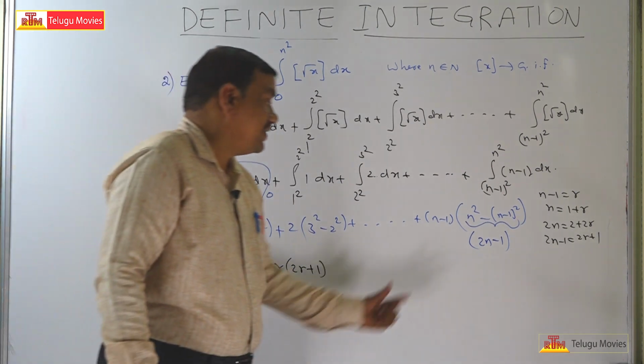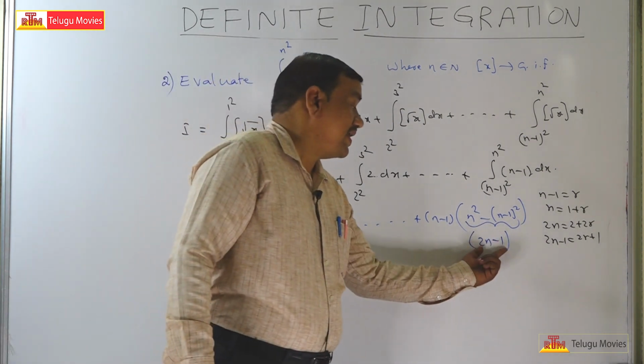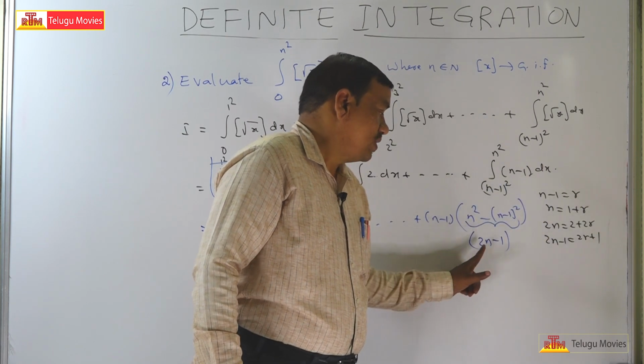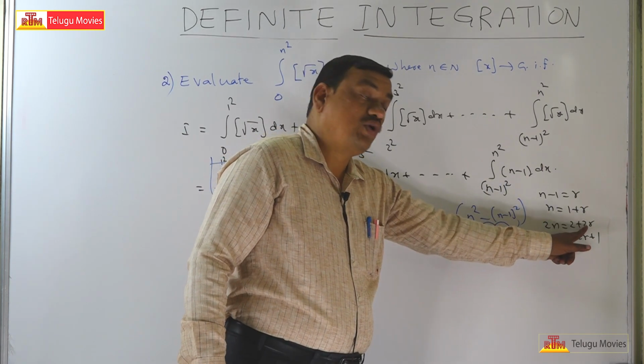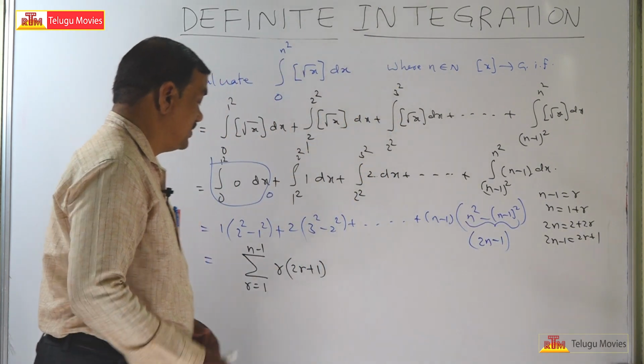Last term, observe here. Here in place of n minus 1, I have taken R. It is 2n minus 1. Therefore, n minus 1 is equal to R. Therefore, n is equal to 1 plus R. I want 2n, that's why I multiply with 2 on both sides. I want minus 1, subtract 1 on both sides. That is 2R minus 1.